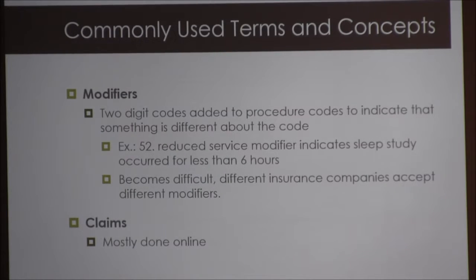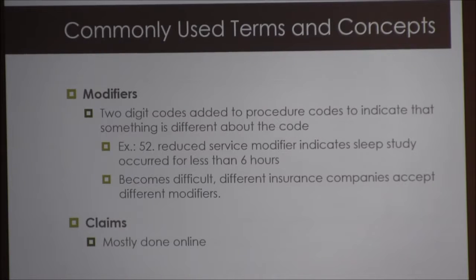Modifiers exist because if the service that is provided doesn't exactly meet the guidelines and criteria outlined in the ICD or in the CPT, then the modifiers are there. The most important one not ever to do is 52. 52 is a reduced service modifier. It means that typically a sleep study, in order for it to be full service, has to be done for at least 6 hours. If it's done for less than 6 hours, the 52 modifier needs to be used. What does that mean? Insurance is going to pay us less.